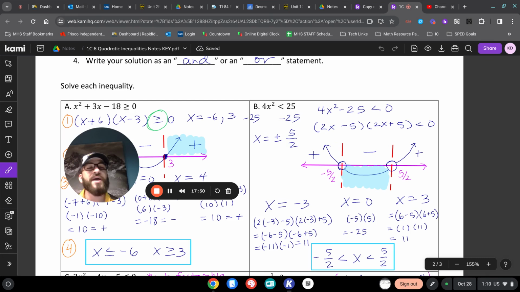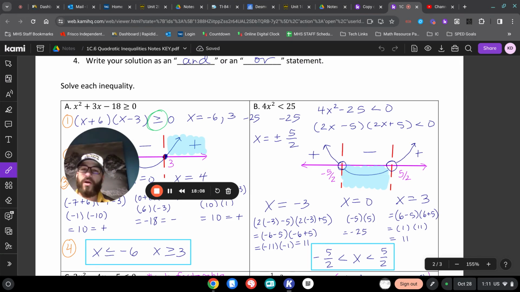And then of course we want values that are less than 0. So that's going to be that middle interval where our quadratic dips down below. So -5/2 is less than x, which is less than 5/2, or of course parentheses negative 5/2 to 5/2 parentheses. Okay.